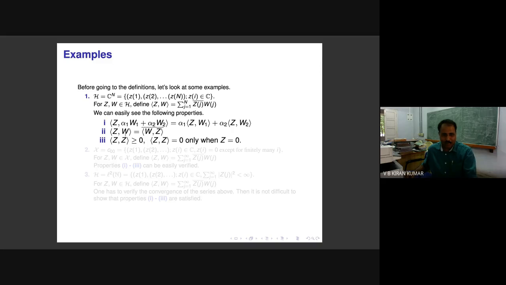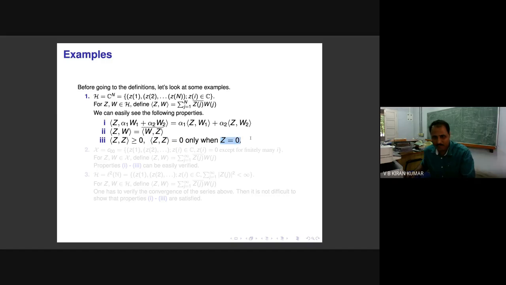Now the third property, that is again immediate. If you take the inner product of Z with Z, then what happens here? It will be Zj bar with Zj. That means the absolute value of Zj, squared. So it is a sum of non-negative terms, so it is always non-negative. Now suppose it is 0. It is 0 means a sum of non-negative terms is 0, which means each term should be 0. Therefore, each Zj should be 0. That means Z equals 0. So what you have is that the inner product of Z with Z equals 0 only when Z equals 0.